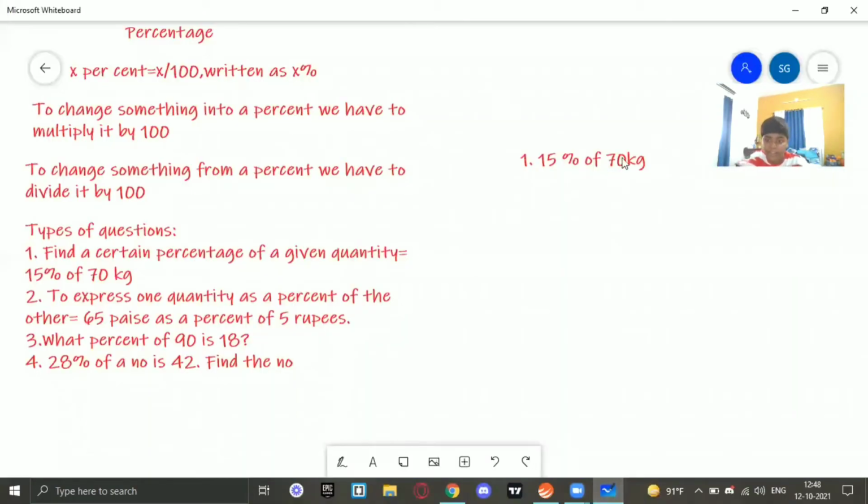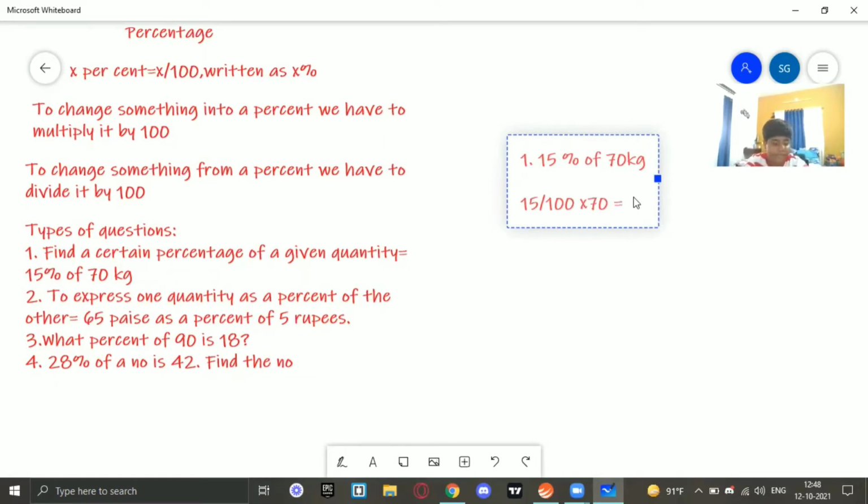All right. So I'll share this question with all of you. To solve this particular question, as I told, we have to change it into a fraction. So it will be 15 upon 100, because when we have to change from a percent, we have to divide it by 100. 15 upon 100 times 70. Now pause the video, solve this in your book and find an answer, but in fractions.